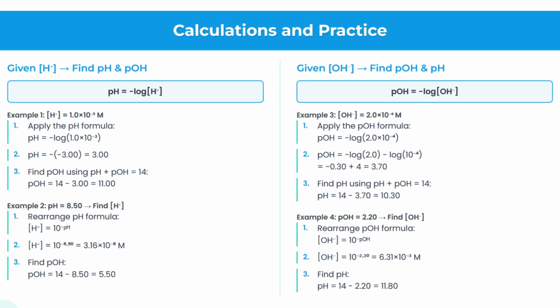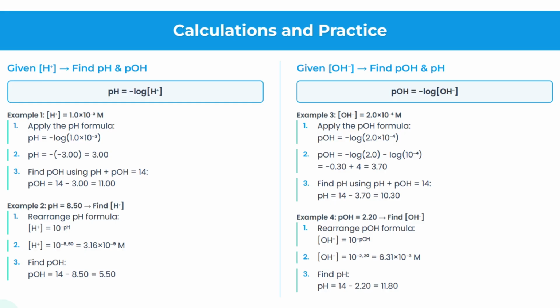For our final example, let's start with a pOH of 2.20 and find the hydroxide ion concentration. We rearrange the pOH formula. Hydroxide ion concentration equals 10 to the power of negative pOH. So that's 10 to the power of negative 2.2, which equals 6.31 times 10 to the negative third molar. Then we find the pH. 14 minus 2.2 equals 11.80.